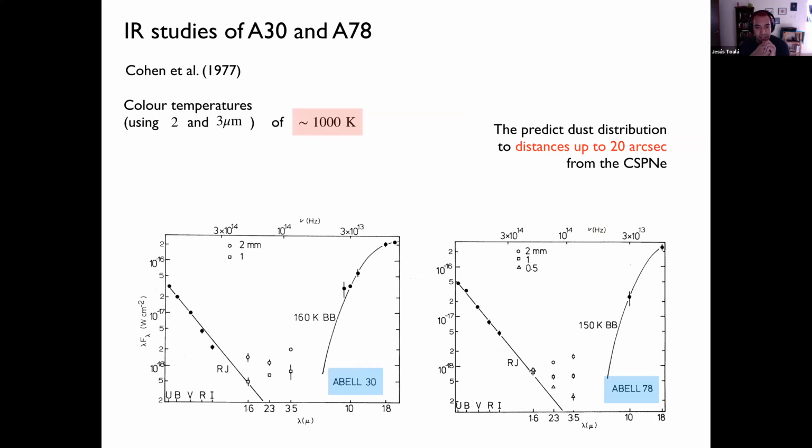For example, this is a study presented by Cohen and collaborators in 1977. They predict that the dust has temperatures between 150 and 160 Kelvin for Abell 30. The observations did not have very good resolution, but they predicted that the dust might be present inside the old planetary nebula up to distances of 20 arcseconds.